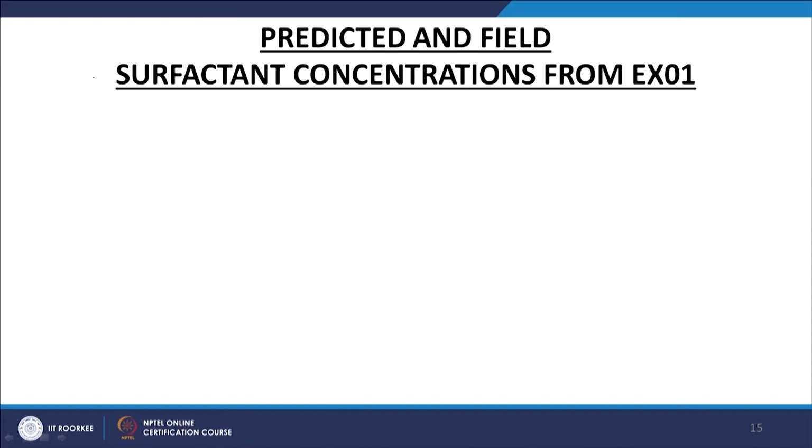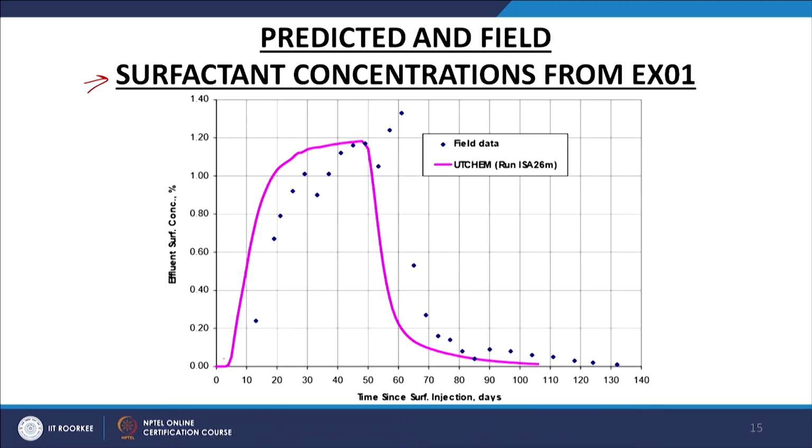So let's move further. Predicted and field surfactant concentration from extraction well 1. Here we have surfactant concentration on the y-axis, and time since injection, and we looked at around 140 or 150 days. During the flooding phase, I think they were around 60 days. So until this period, the system was flooded for around 60 days.